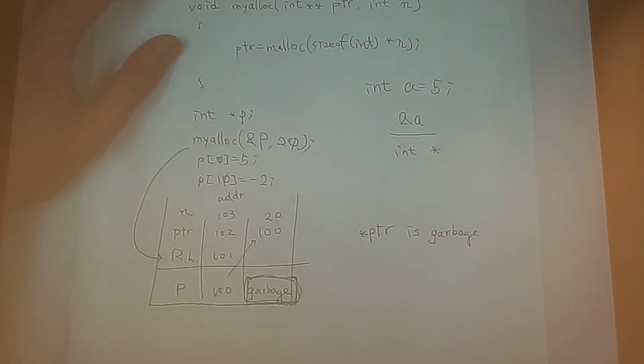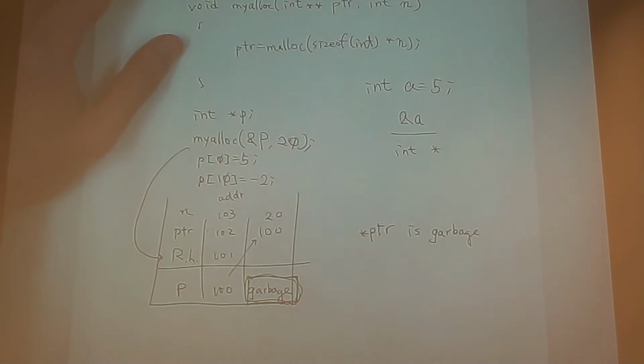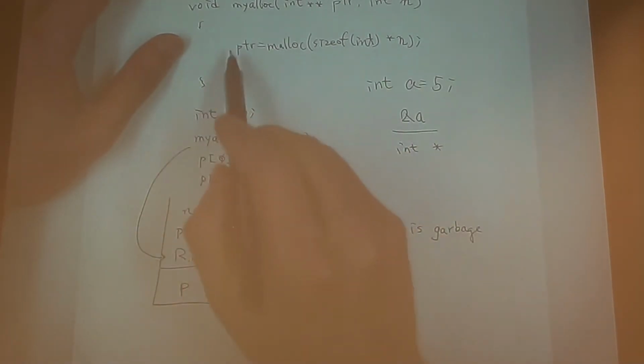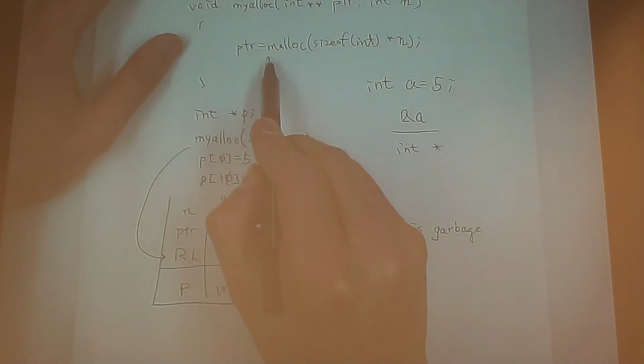I don't know what's P. The computer doesn't have a P. The computer only has addresses and values. I'm going to change the 100. Address 100. If you say PTR equal to malloc, which address are you going to change? 102. When you say PTR equal, which memory address do you change? 102.